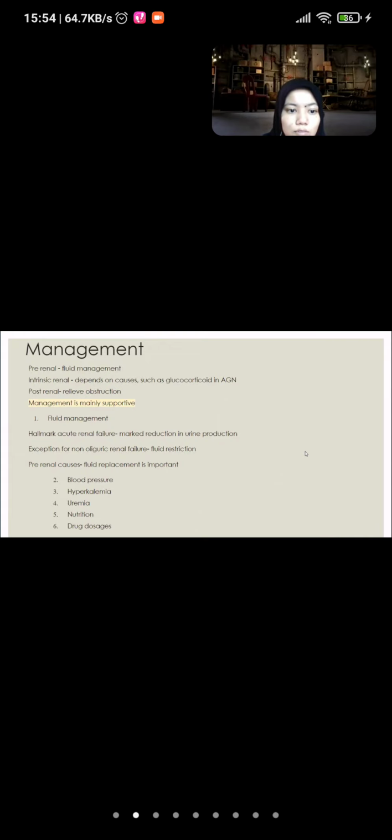So there are a few managements. For fluid management, the hallmark of acute renal failure is marked reduction in urine production. However, there's an exception for non-oliguric renal failure, where we need to restrict the fluid. For pre-renal causes, like I said just now, fluid replacement is important. And then other management includes blood pressure, and then tackle the hyperkalemia, the uremia, focus on nutrition, and also drug dosages.